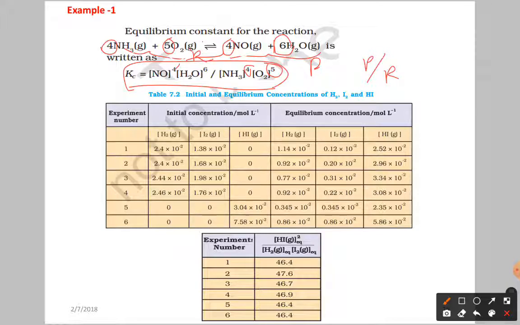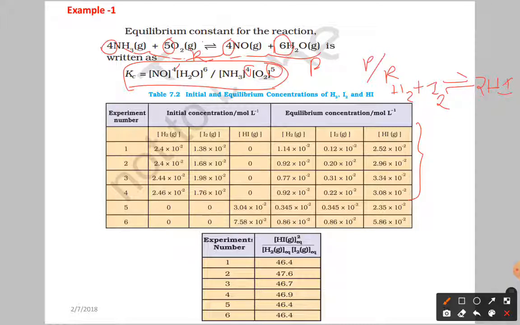Now let us see an example table, okay. This table has the equation for the well-known reaction: H2 plus I2 gives rise to 2 moles of HI. This is the equilibrium reaction we have, okay.